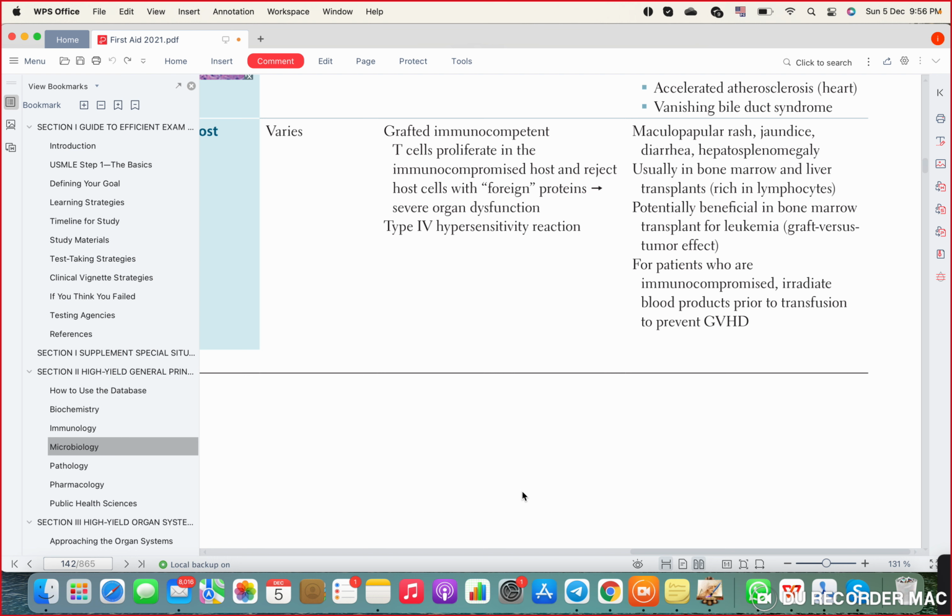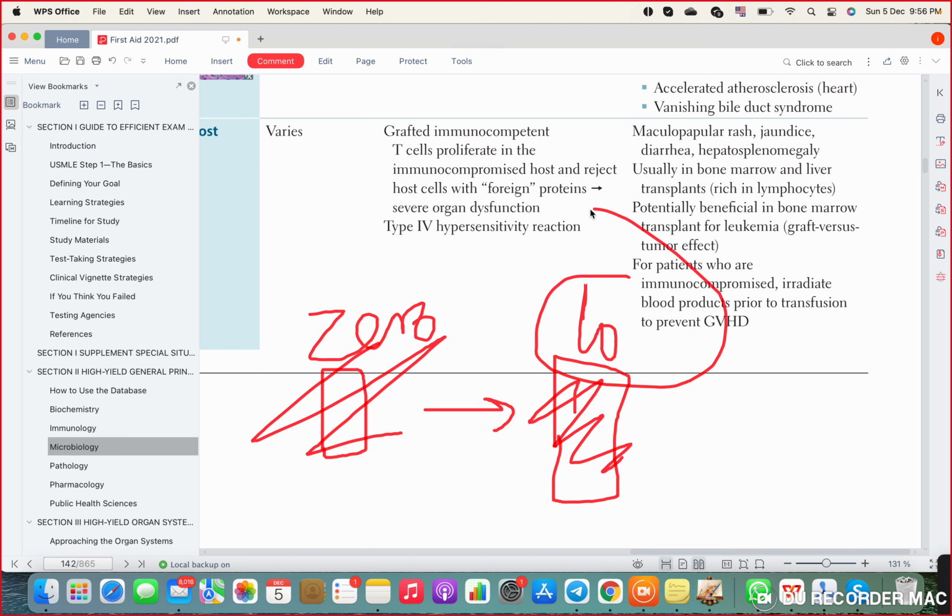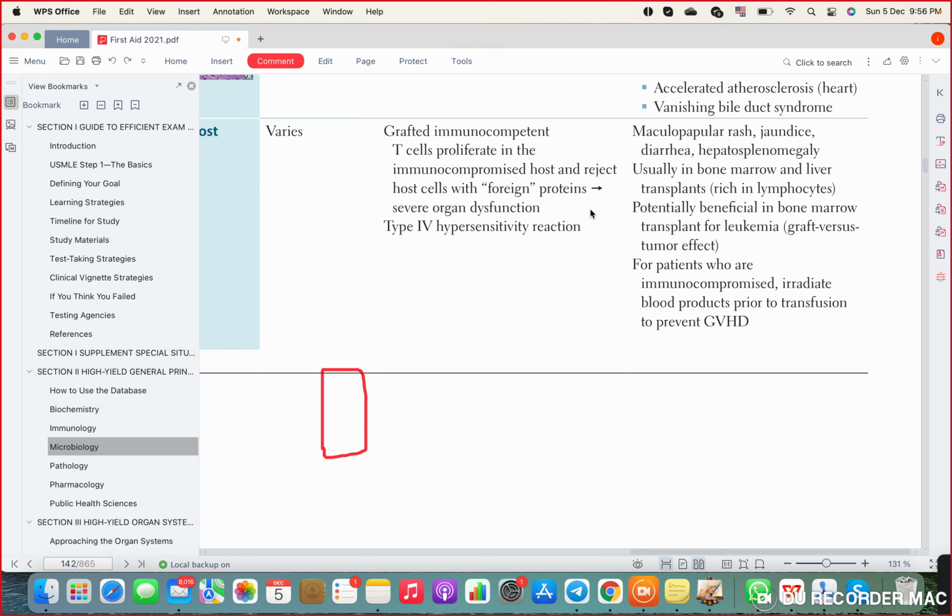In leukemia, it is kind of good. It's normally really bad, except in one case: leukemia. Why? Because we have bone marrow, but we irradiated it, so it becomes zero. When we have a graft versus host, we basically reactivate it, so it becomes 10 again. But you don't have anything to attack each other, so it will just be high, which is a good thing.